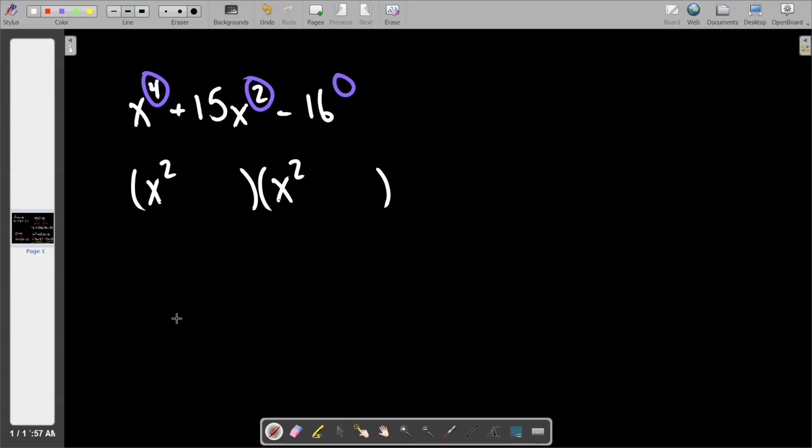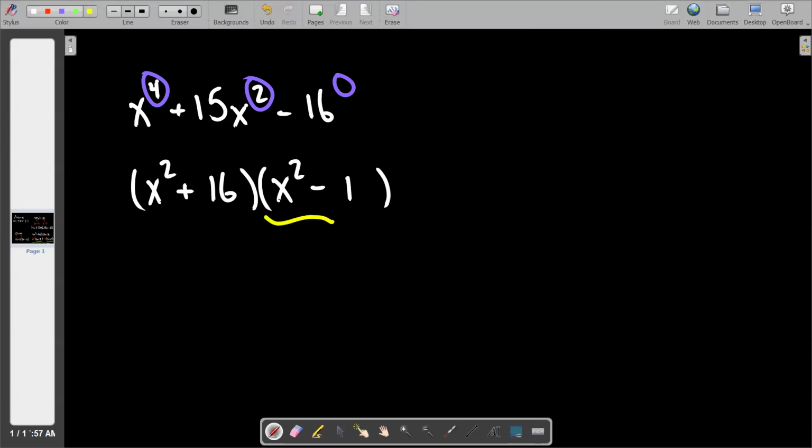What are my signs going to be? Plus and minus for sure, because of the minus on the 16 in the back. And the numbers? 16. So I want a plus with the 16 and a minus with the 1. Done? No. No.